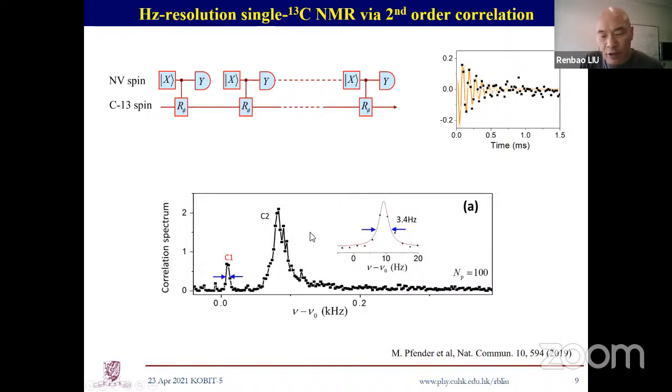For single nuclear spin magnetic resonance, you can see this is 3.4 Hertz. Using this, people can easily distinguish two carbon-13 in different chemical environments. That means they have different distances from the NV center. Both of them are actually very weakly coupled. This was done in Stuttgart by my collaborators.